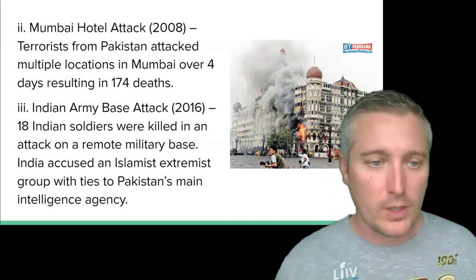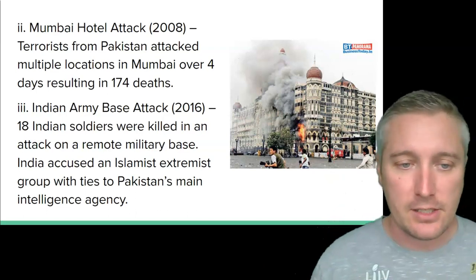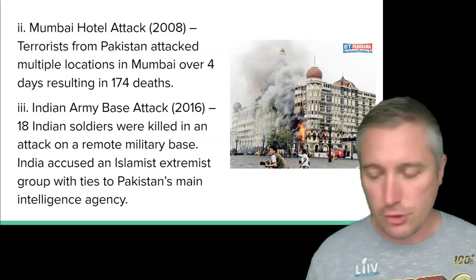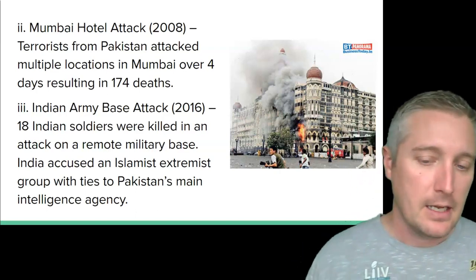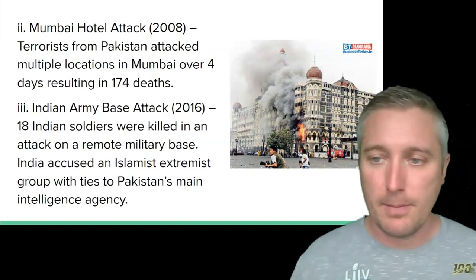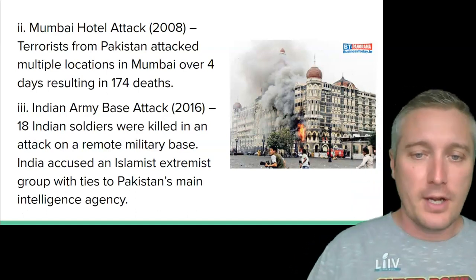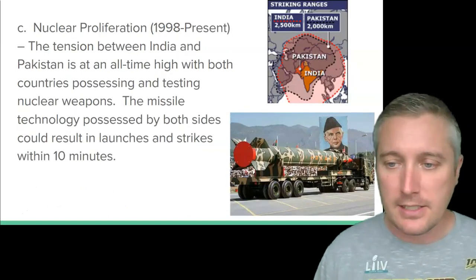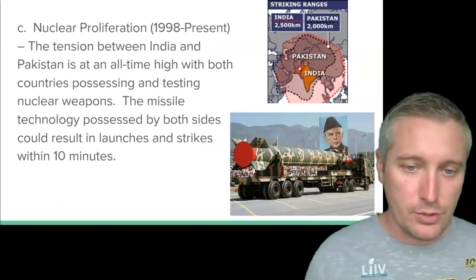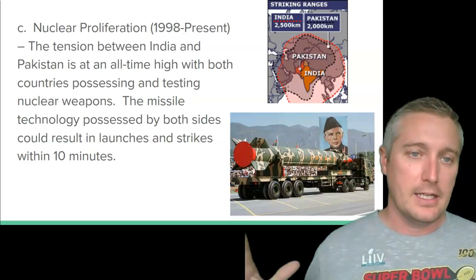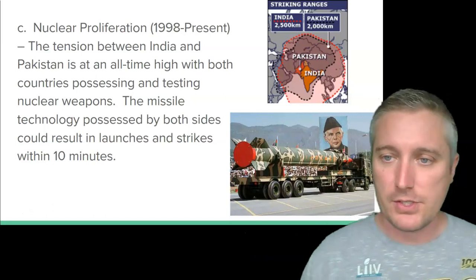More recently, in 2016, there were 18 Indian soldiers that were killed on a military base as extremists came in and attacked this military base, and those people had ties to the Pakistani government. So, there are a lot of major issues going on here between Pakistan and India, and as I've alluded to multiple times here, the scariest part is that both sides have nuclear weapons.